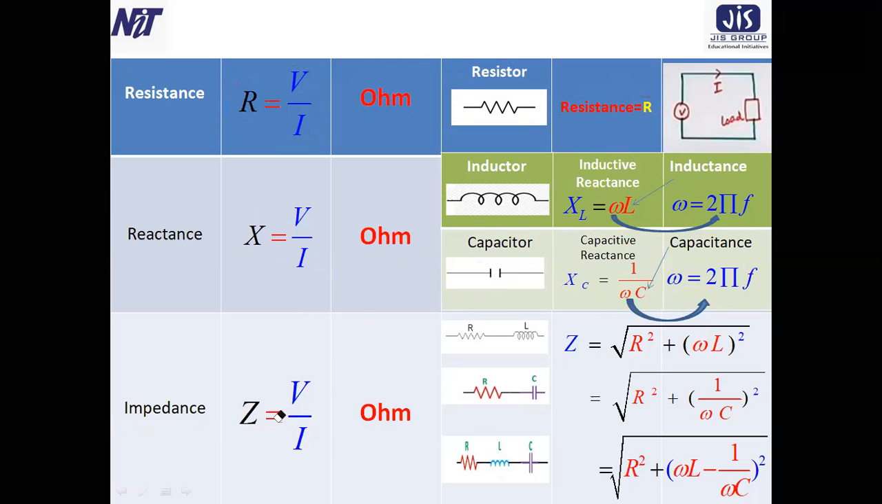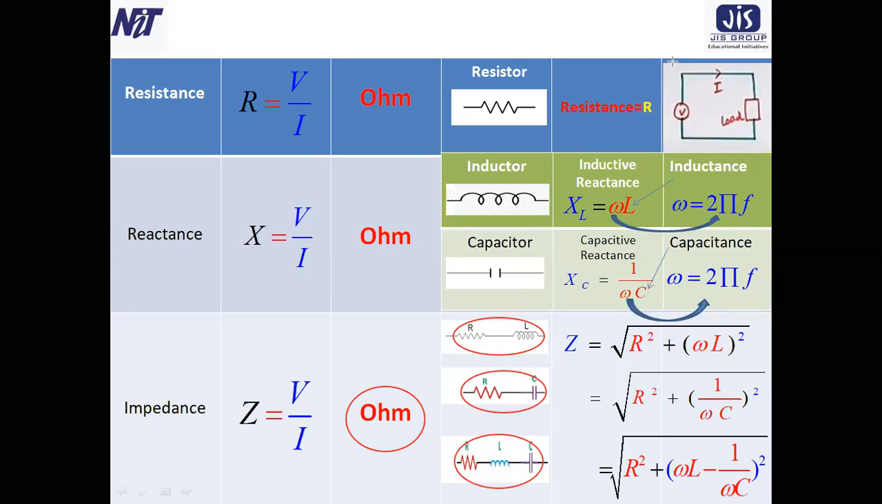Now, what is impedance? Impedance is also V by I, and the unit of impedance is also ohms. Impedance is the relation between resistance and inductance, or between resistance and capacitance when these are connected in series. It is also the relation between resistance, inductance and capacitance.